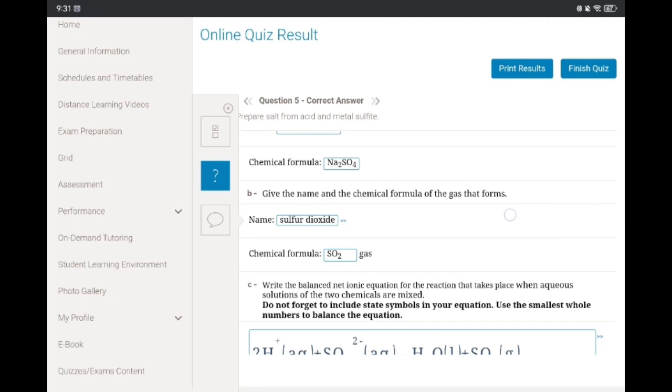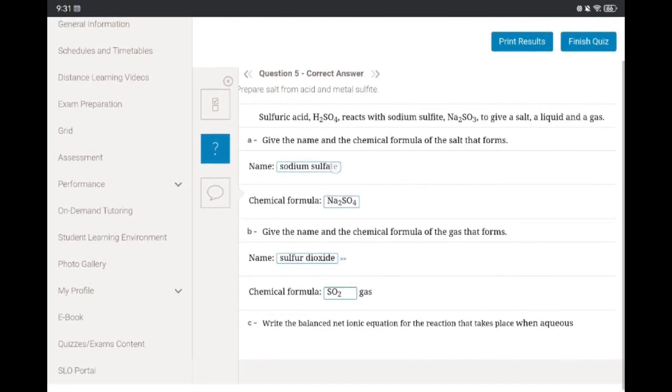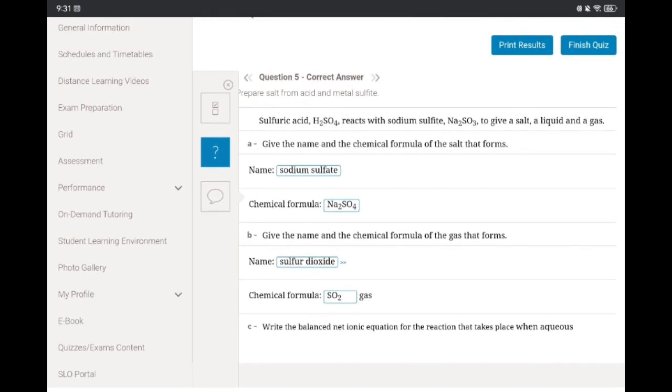Give the name and the chemical formula for the gas. By the way, if you do this and you get it wrong, it doesn't accept capital letters. I don't know why. It doesn't accept capital letters. And then you have to remember this too.